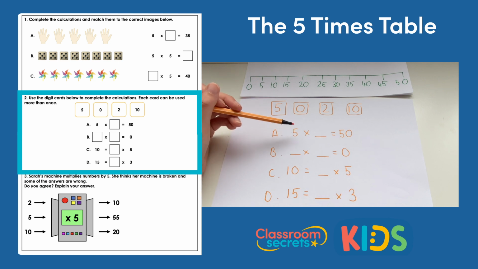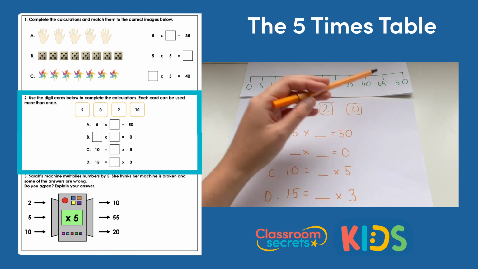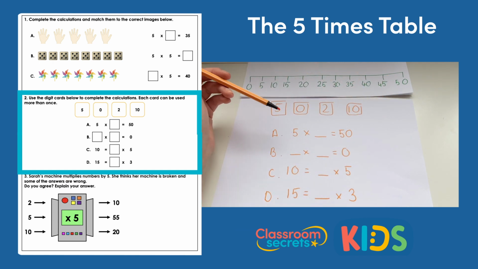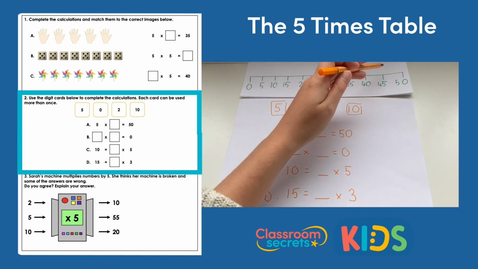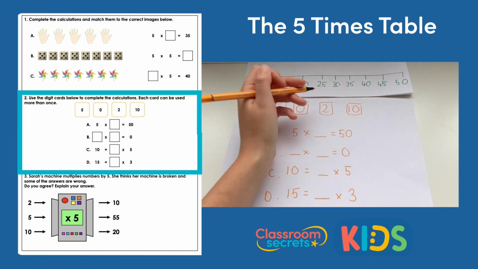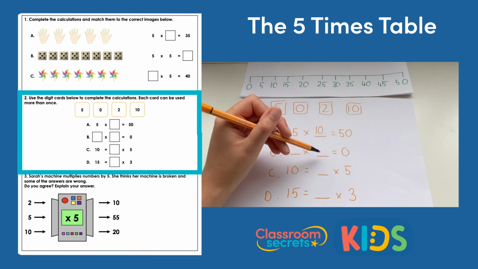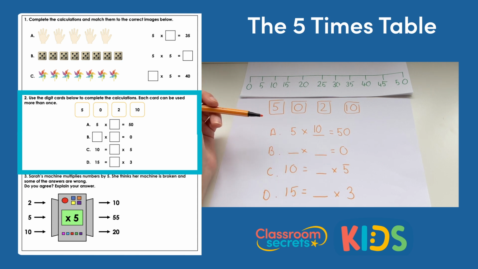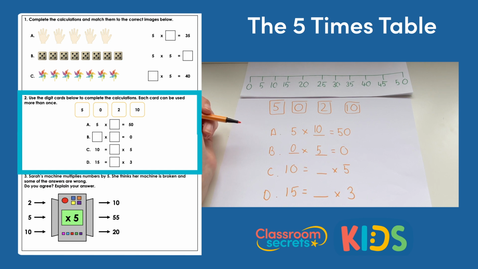So A, 5 multiplied by something equals 50. So I need to count up to 50 and count how many jumps I do. How many groups of 5 there are within 50. So 1, 2, 3, 4, 5, 6, 7, 8, 9, 10. 10 groups of 5. 5 multiplied by 10 equals 50. Now for B. Something multiplied by something equals 0. So that would be 0 groups of 5 or 5 groups of 0 because 0 groups of 5 is 0.